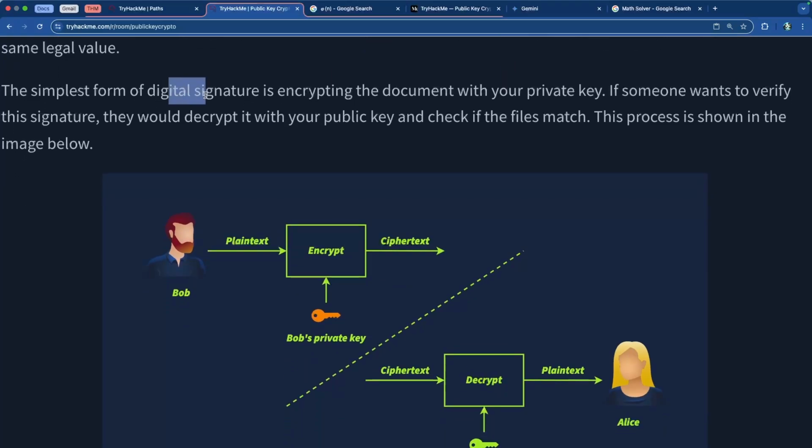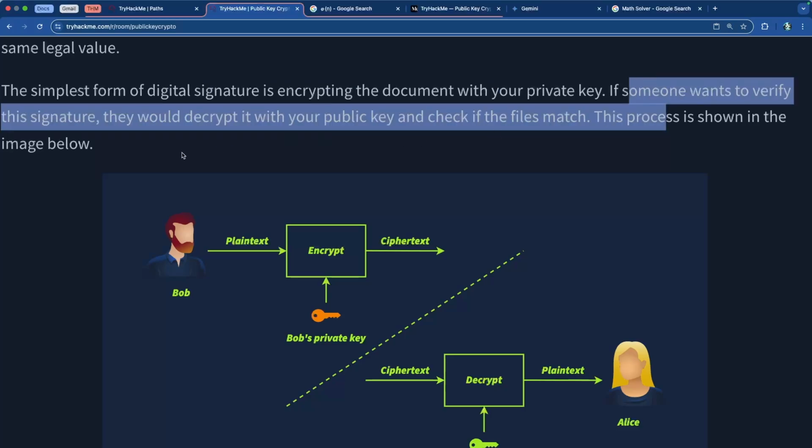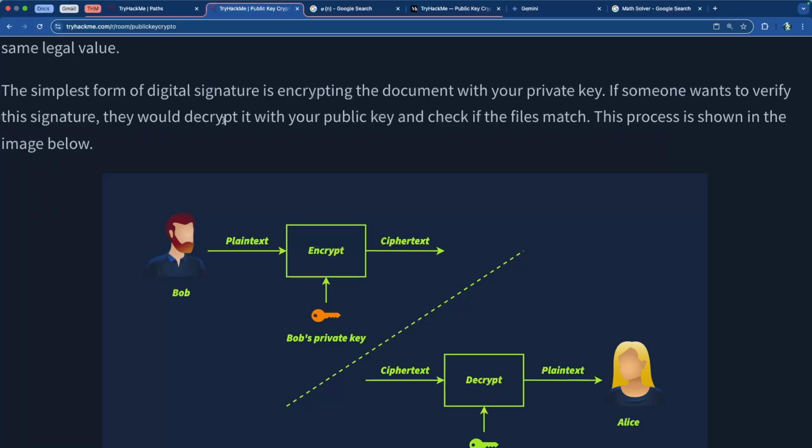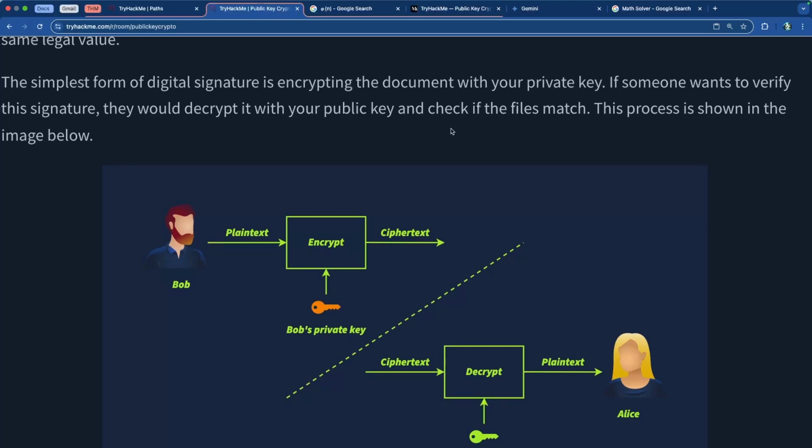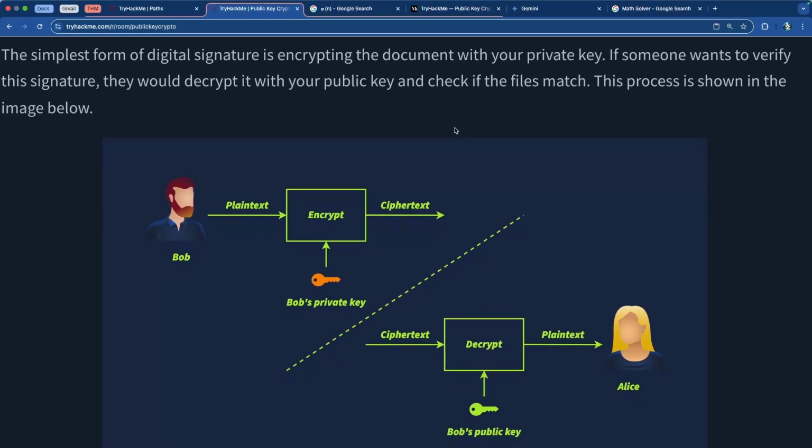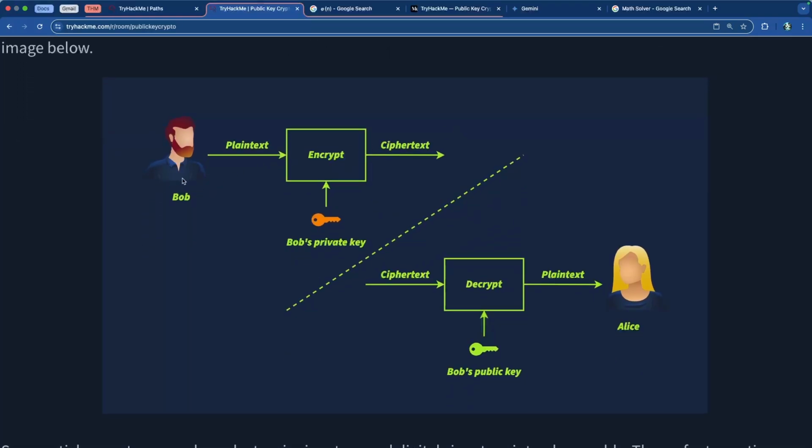So the simplest form of digital signature is encrypting the document with your private key. If someone wants to verify the signature, they would decrypt it with your public key and check if the files match. This process is shown in this situation. So you have Bob and Bob's private key. He takes the plain text and encrypts it, and that turns into ciphertext. And that ciphertext is sent to Alice, and using Bob's public key, she's able to decrypt it and then view the actual message.